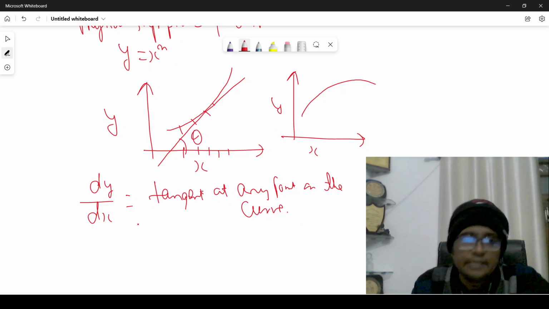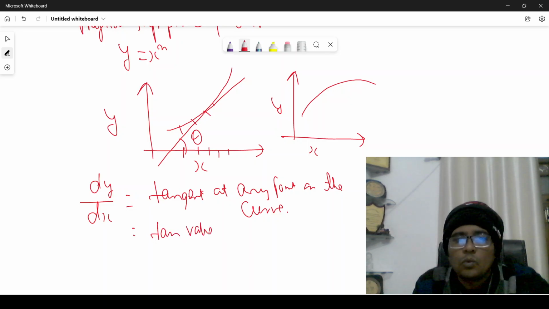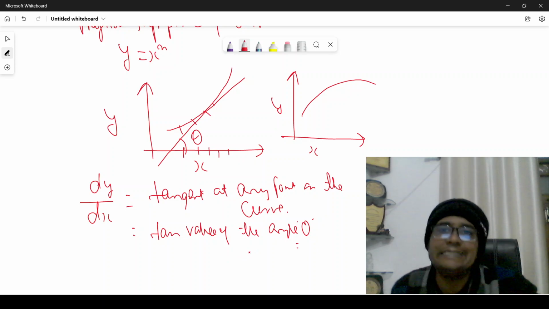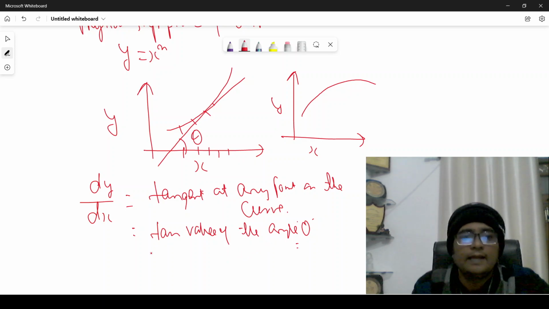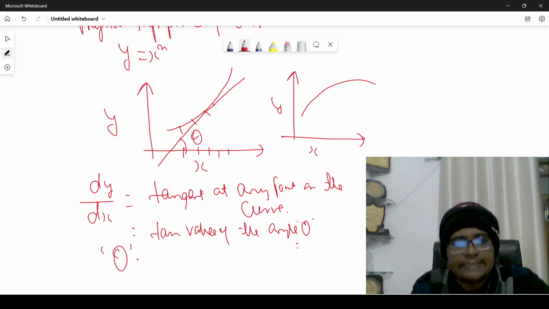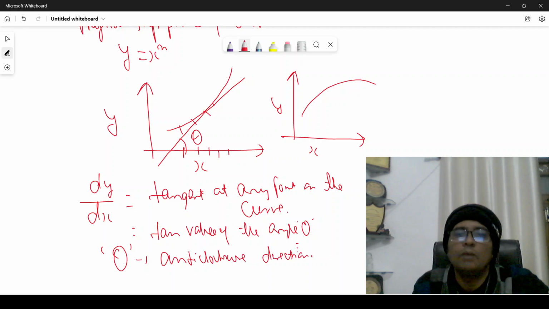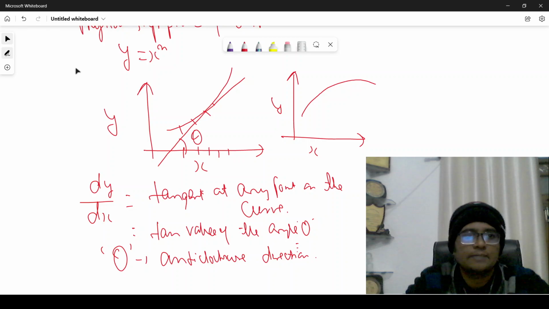It is actually the tan value of the angle theta. Angle theta is being taken in the anti-clockwise direction. These are your three points. Now I will explain what this means.